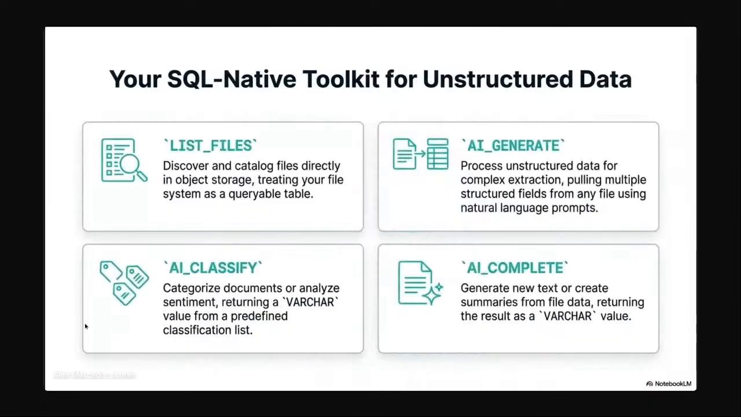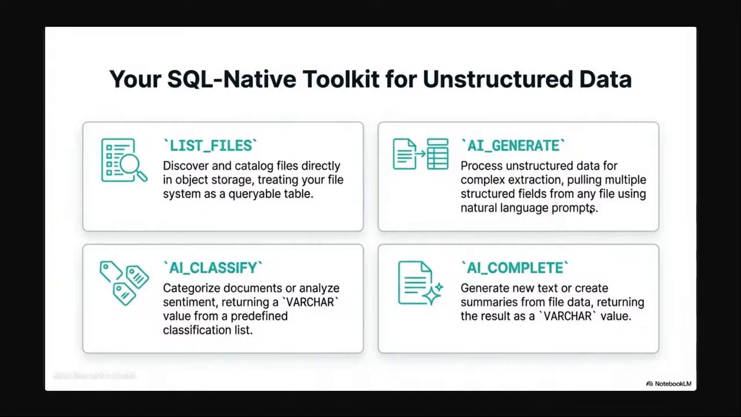Okay, so let's see what that looks like. Basically in Dremio, you have these four functions that are going to help you work with AI and with your unstructured data. The key thing here is the list files function. It takes a list of files in a folder in an object storage bucket and turns it into a table of file locations. So I can say, I have this folder of PDF files, give me a list of all the files in that folder.